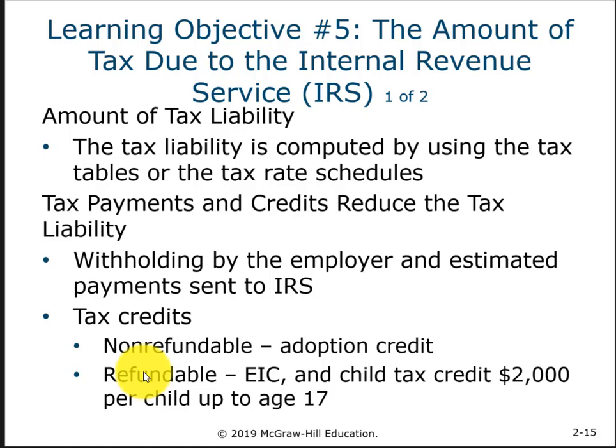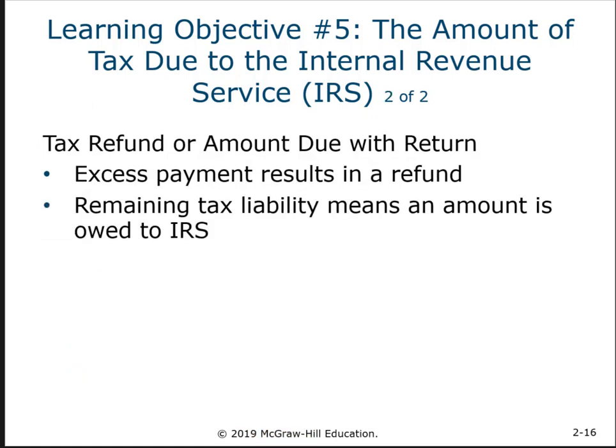Example of the non-refundable credit is adoption credit. Okay, we'll learn the details about that. Refundable, the earned income credit you most likely have heard of before, and the child tax credit, which technically is actually partially refundable and partially not for 2022, which is $2,000 per child up to the age of 17. So if you have excess payments, you get a refund. Okay, if you still have a remaining tax liability, then you have to pay that, or must pay that with your return, or should pay it with your return.